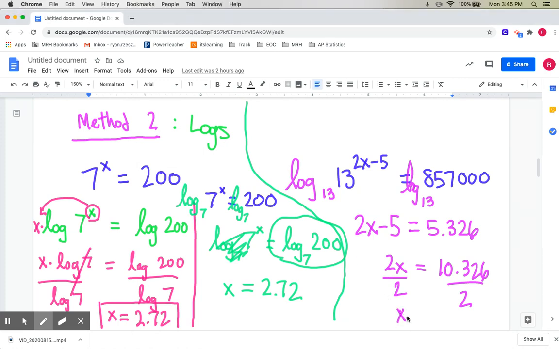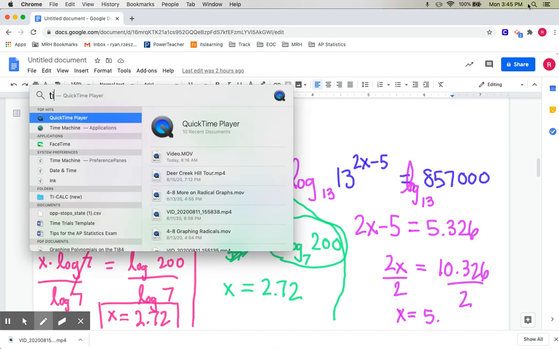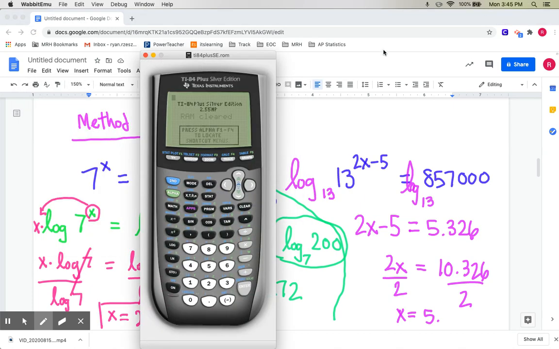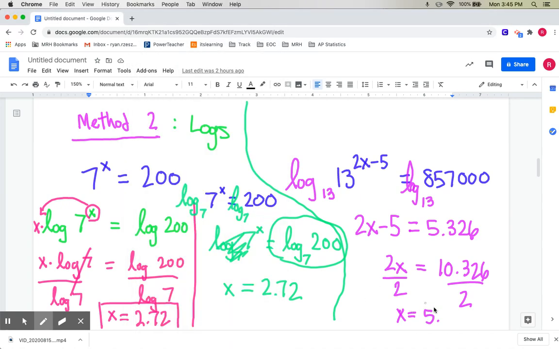So a log is one of the keys. I already forgot what I said. 5 points. Oh, it's gone. That's so sad. Sorry, guys. 326-ish divided by 2. 5.163-ish. All right, so I'll write it down, then I'll talk.